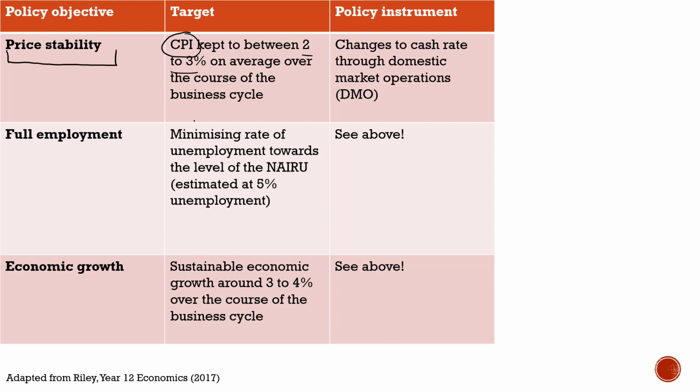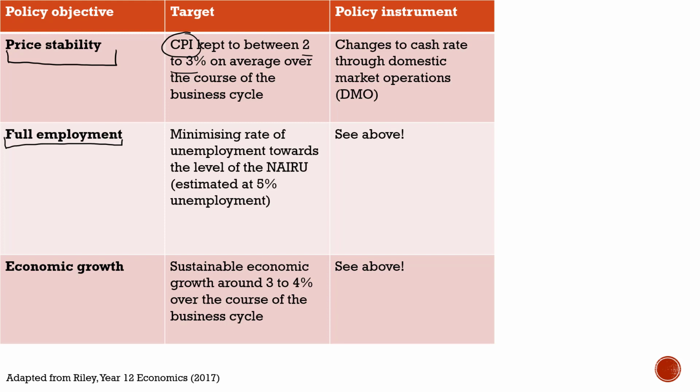The other thing is that if we think about full employment, the RBA is working towards minimising the rate of unemployment towards the level of the NAIRU, or the non-accelerating inflation rate of unemployment. Now, this is a confusing concept. You can click on the link at the top right and go and understand what the NAIRU is all about. The NAIRU is the level of unemployment where there is no cyclical unemployment, only other types of unemployment. You should go to the video and have a look at it. But basically it's about 5% unemployment.